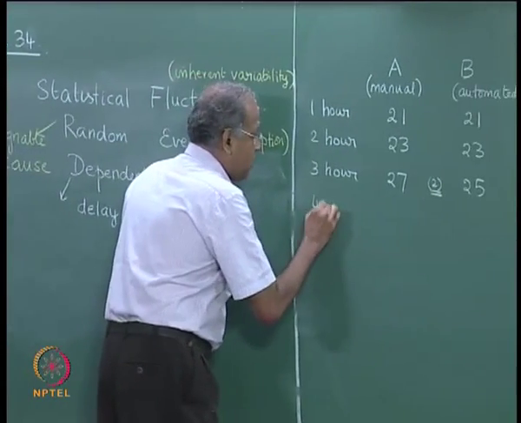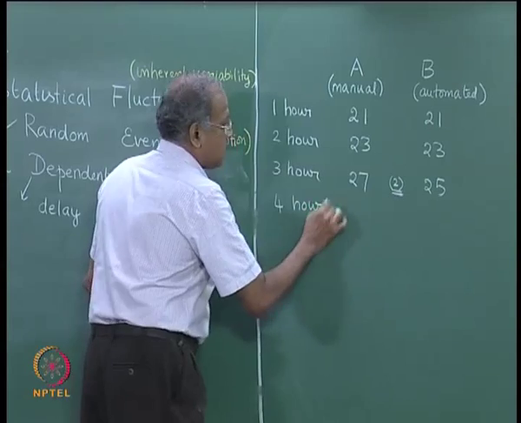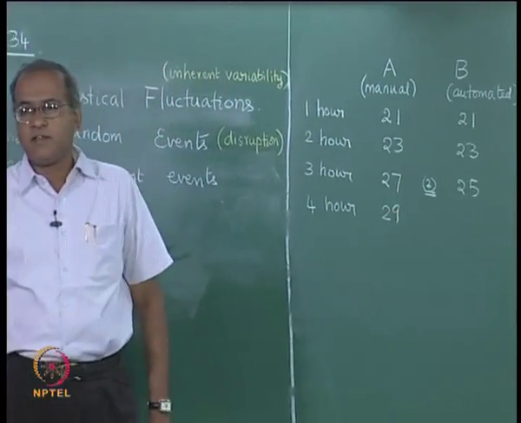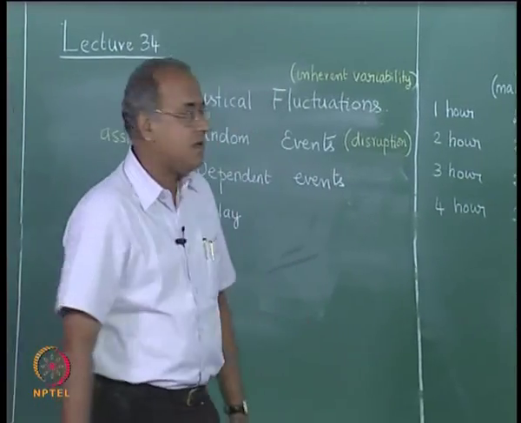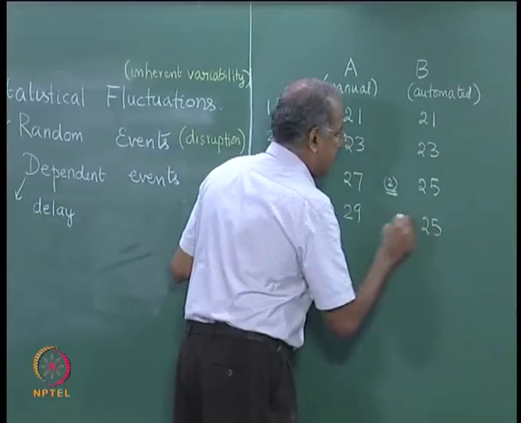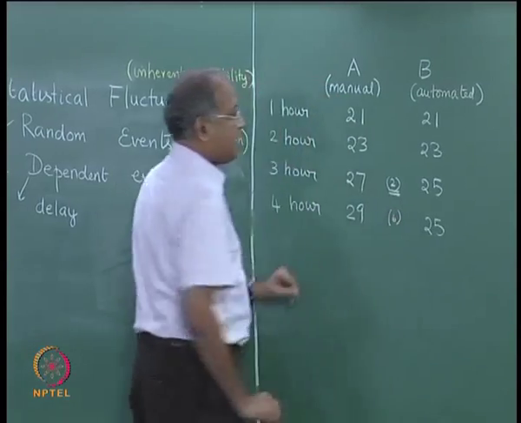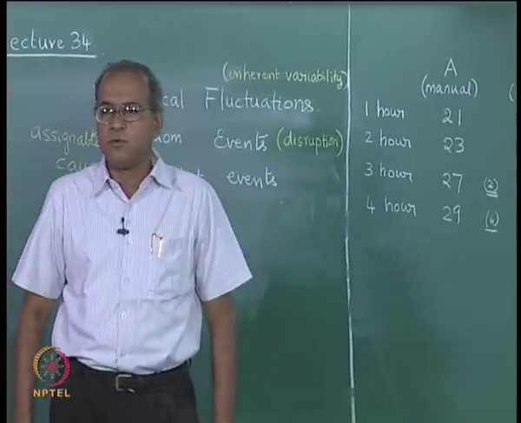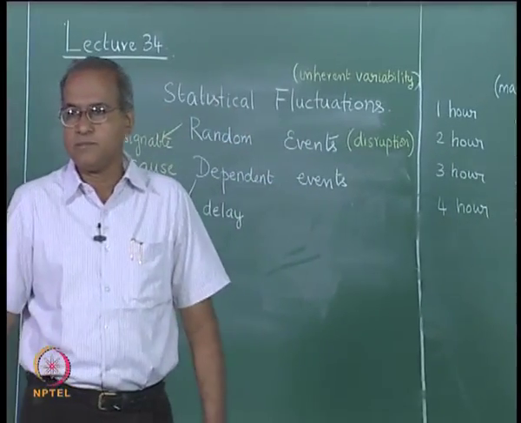Now, the person knows that he has to finish the job. So, this person goes slightly faster and does 29 in the fourth hour. Now, B can do only 25. So, it does 25 and there is an inventory of 6 remaining between these two at the end of the fourth hour.